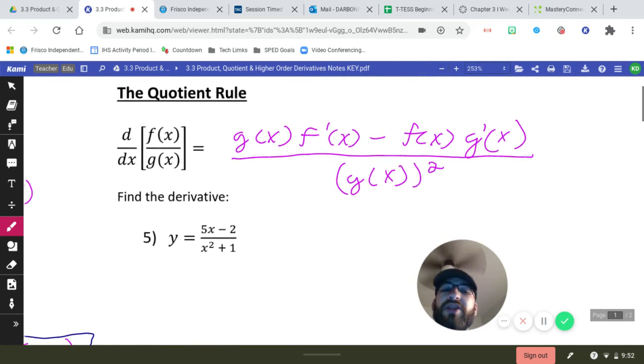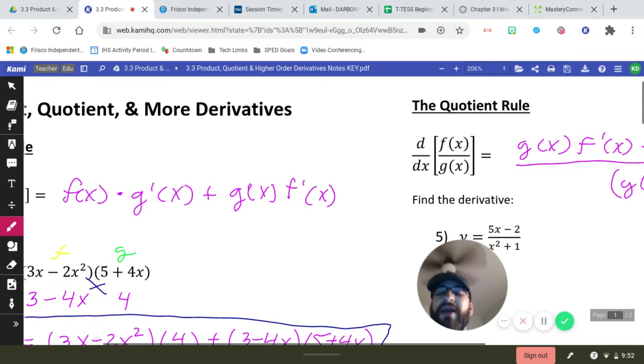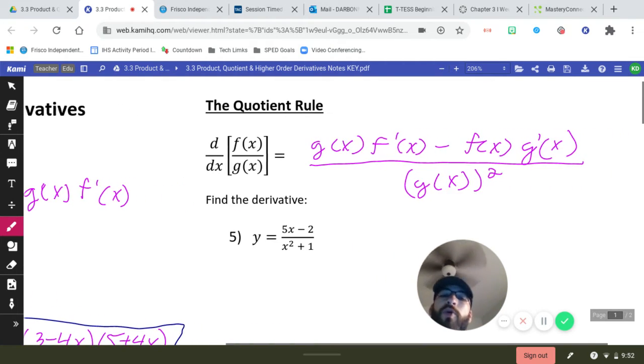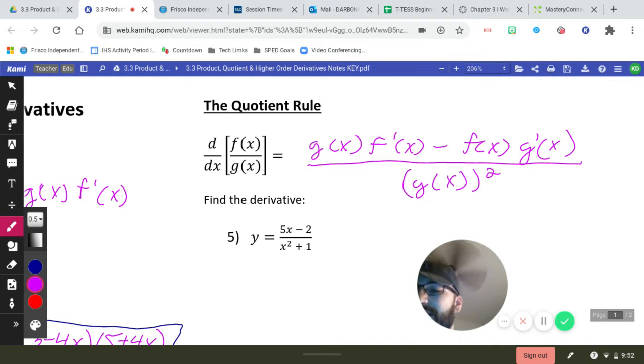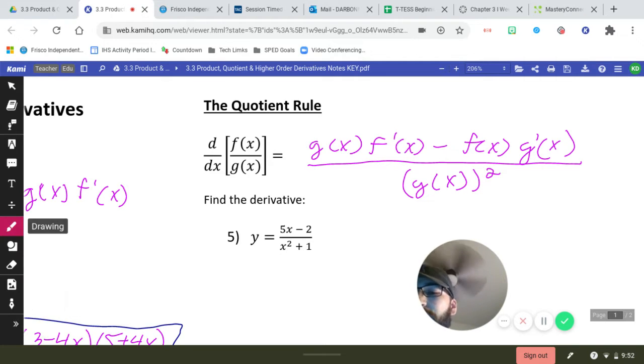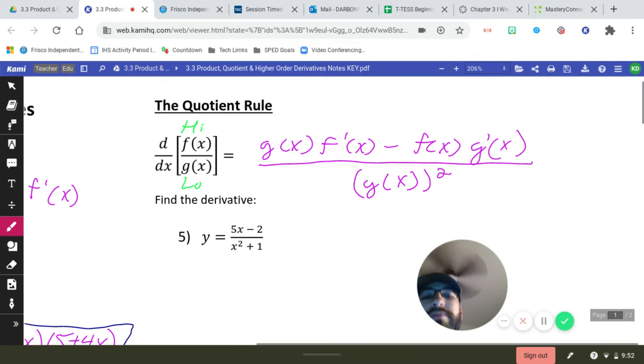The other big thing about the quotient rule, now with the product rule, I talked about how as long as it's one original function times the opposite derivative, the order doesn't really matter. Okay, with the quotient rule, the order does matter. It has to be g of x times f prime of x minus f of x times g prime of x all over g of x squared. So to help remember this, we got a catchy little tune. So this is going to be our low function, and this is going to be our high function.